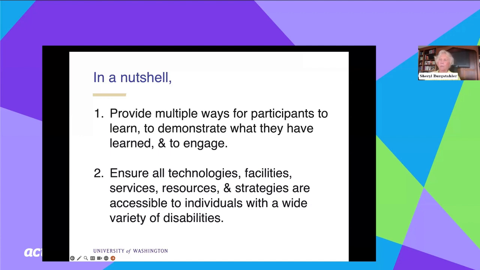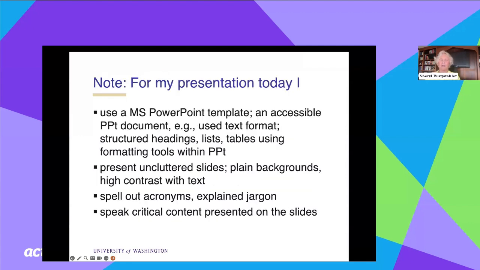But then the second one is really important too. In all of what we do, we make sure that the technologies we're using, the facilities, the services, the resources, and the strategies that we're using are accessible to individuals with a wide variety of disabilities, or we could say a wide variety of abilities. So that's what universal design is, as far as the basic principles, basic guidelines, and what we're trying to accomplish. And we're not going to go into great detail.